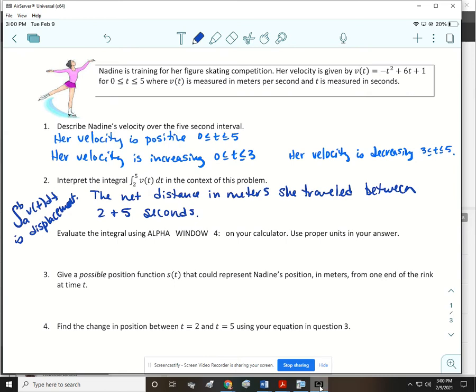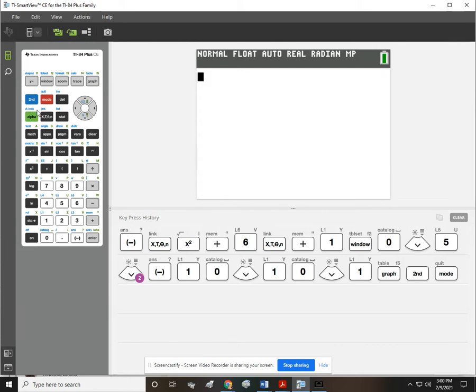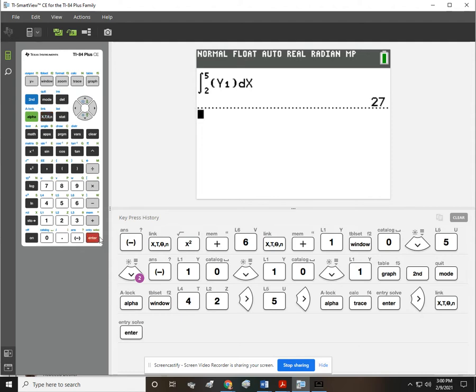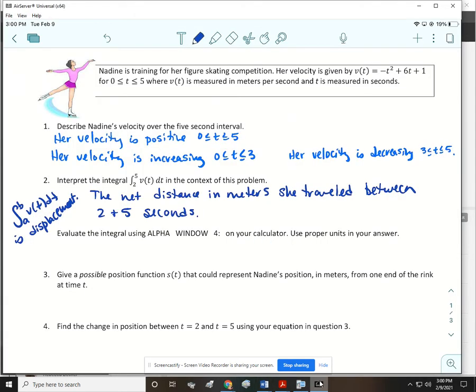That's displacement. Okay, now there is a way to do these integrals on the calculator, and that is to do alpha window 4. All right, so we're going to find the integral from 2 to 5 of this velocity function by going to the home screen and doing alpha window 4 from 2 to 5, and then I have that velocity function in y1. Okay, so that is 27, and since we did the integral of a velocity, it takes the meters per second, multiplies them by seconds, and so that is 27 meters. So that's the net change in her distance from time 2 to time 5.